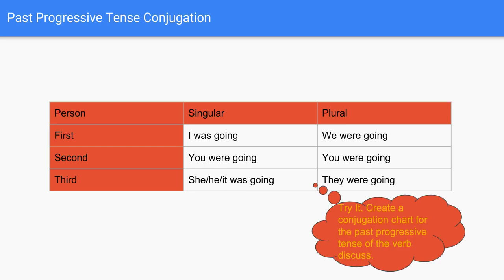In your own notes, try the past progressive tense conjugation for the verb discuss. Pause your video and jot this down now.